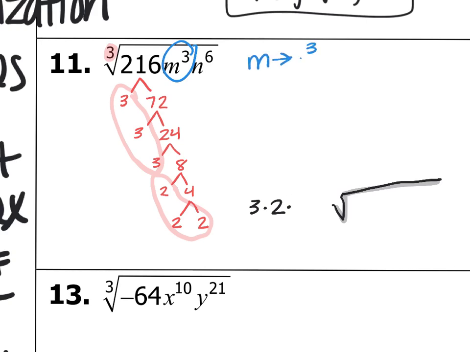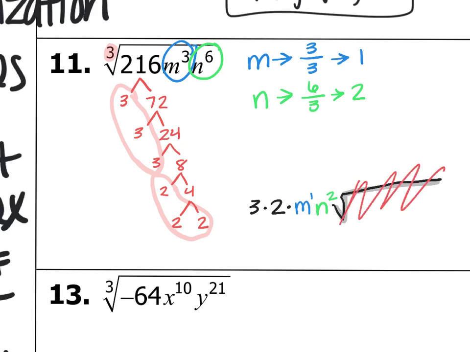Well, for m, it's exponent over index, which is just 1. So my m to the first will go on the outside. For n, it's 6 over 3, which is just 2. So n to the second goes on the outside. So I actually don't have anything left on the inside for this. So I won't have a radical. This will just become 6 m to the first, n to the second.